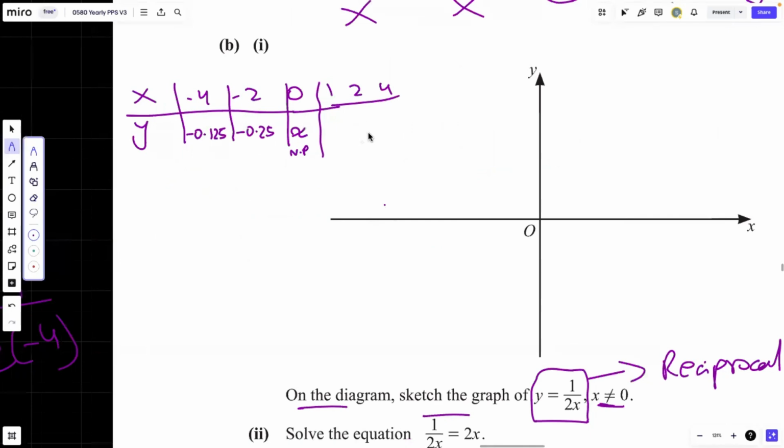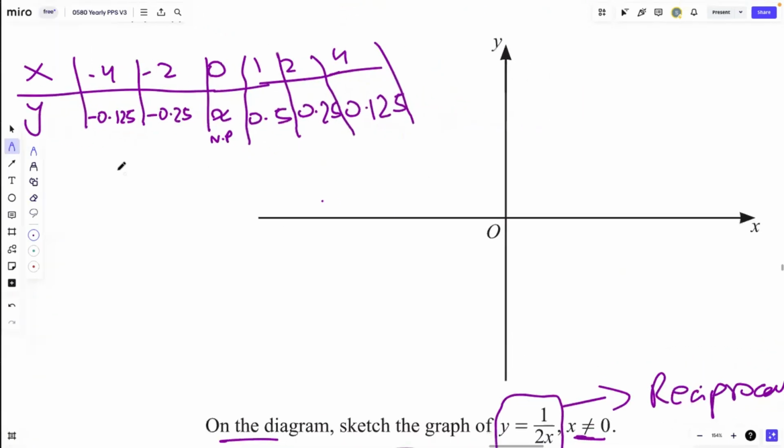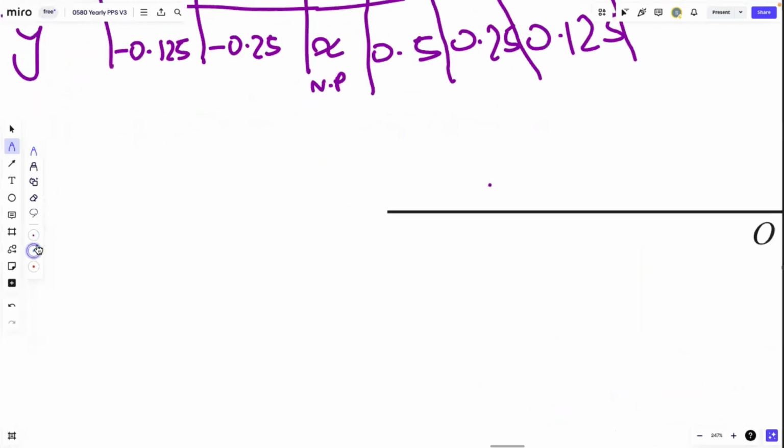And then at 1, getting 0.5. At 2, I'm getting 0.25. And at 4, I'm getting 0.125. Okay, that's the table that we have, and that is the one that we can use to sketch this graph.